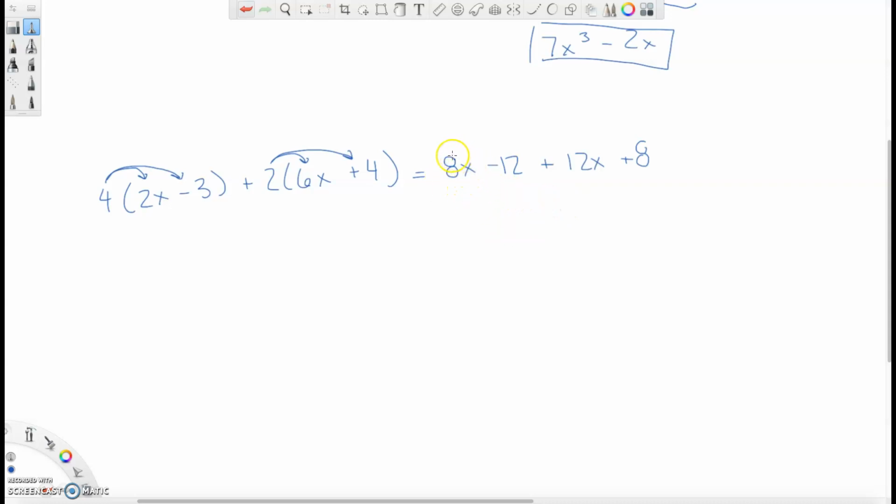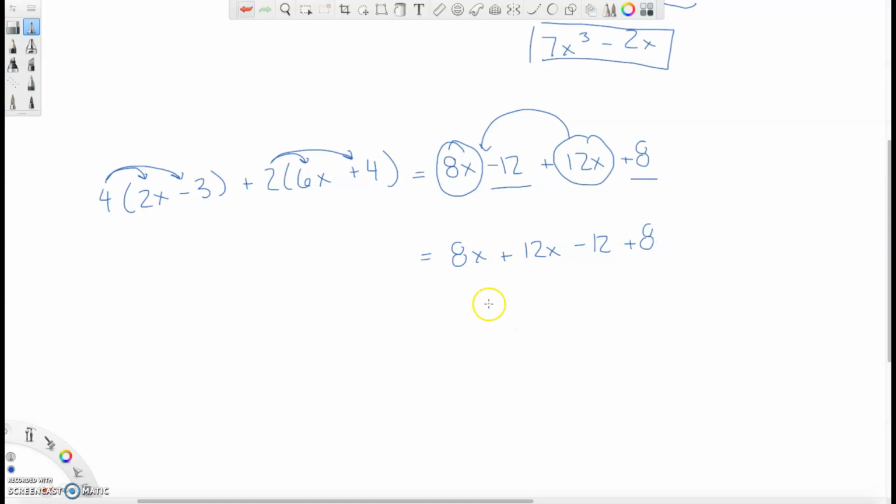So again, let's circle our like terms. We've got 8x, and I'm looking for something else with just x in it. 12, nope. 12x, yes, that's a like term. So I can combine those two. 8, no. But now let's underline the other like term. Minus 12 and plus 8. Those are like terms. So let's go ahead and bring this 12x over here. So we can rewrite this as 8x plus 12x minus 12 plus 8.